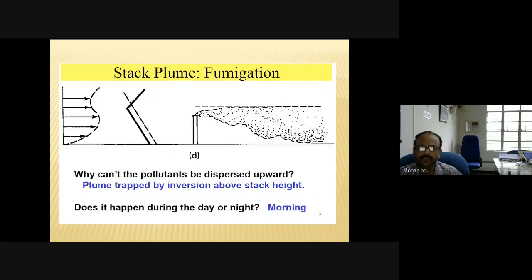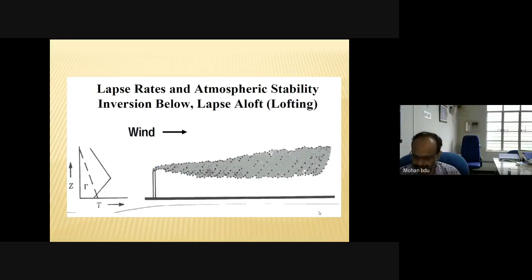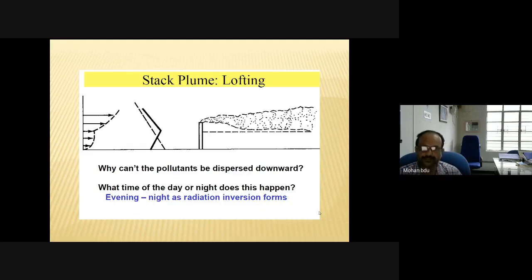And this is again fumigation, where the layer which we saw earlier, where the temperature suddenly increases after some high altitude, and the vertical dispersion of the pollutant is totally affected by this phenomenon. And this again is like, if the inversion happens at the ground level, then this sort of behavior can be expected.